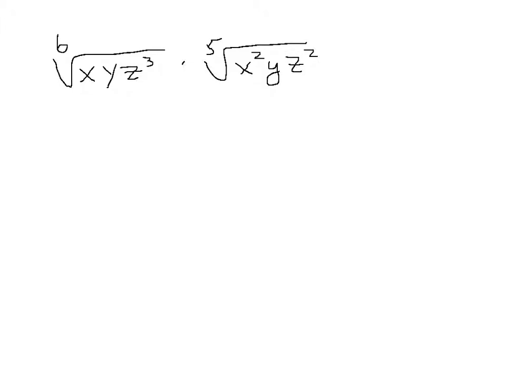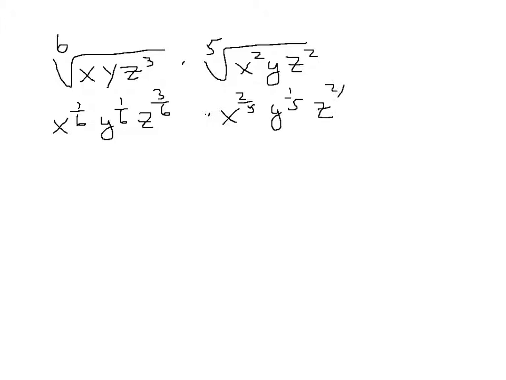So here we step it up a little bit, and we do have different indices, right? A 6 and a 5, those are the indices. I do what I did before, I just break all of these up: x to the 1/6, y to the 1/6, z to the 3/6, times x to the 2/5, y to the 1/5, z to the 2/5. Now I want to get them so I can add them together, which means I need a common denominator. So what's that going to be? You see that it's going to be 30.